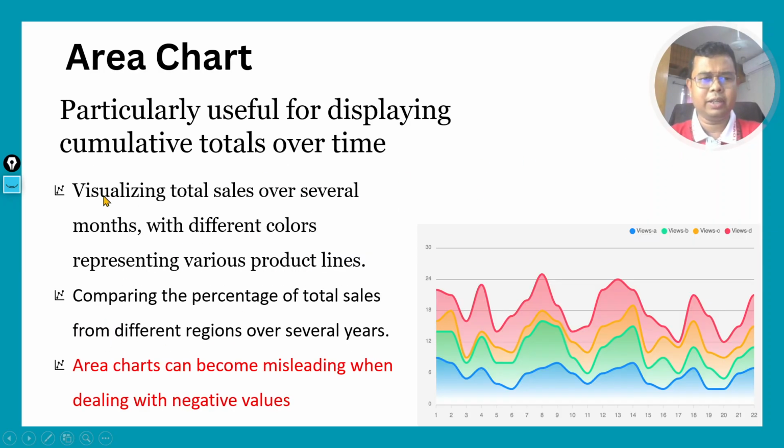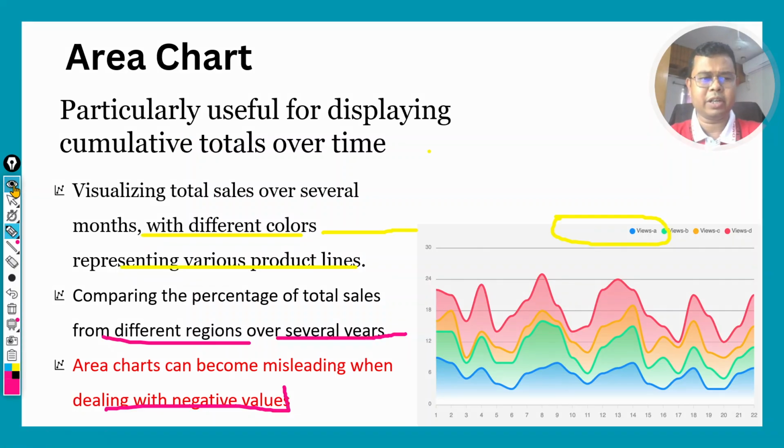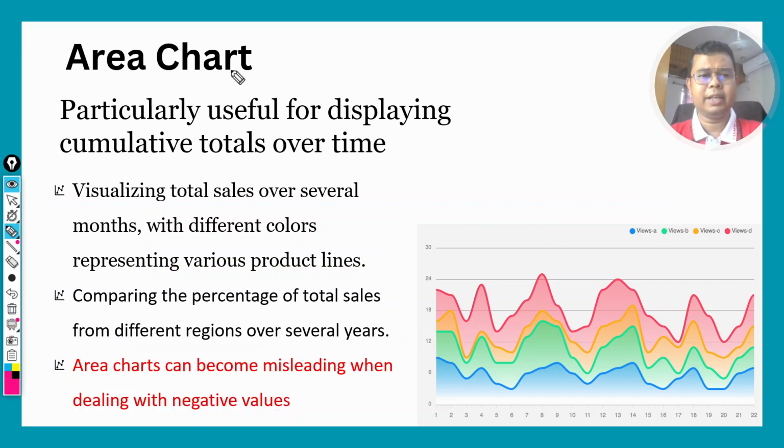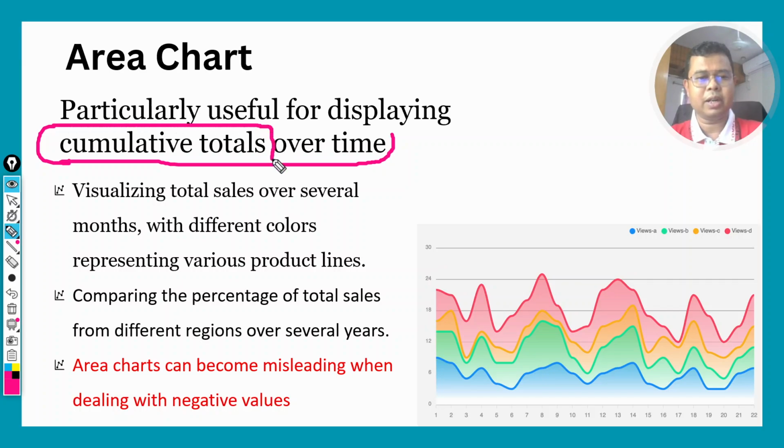On the other hand, finally, in this video, because we are making very short videos, here is the area chart. When can we use the area chart? The area chart is useful for displaying cumulative total over time. Once again, cumulative total over time. In the line chart, we mentioned the growth over time or total spend over time, but here it is cumulative totals over time.